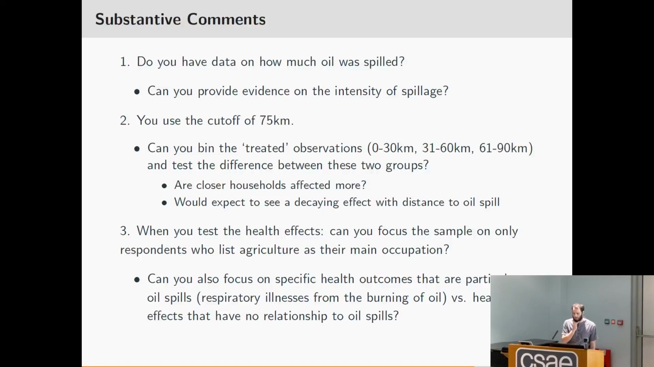Lastly, when you test these health effects, could you focus the sample on only residents who are listed as agriculture, because you're trying to get at agricultural households versus non. So one would be to look at the health effects of just agricultural households. And the other is to focus on specific health outcomes that are related to oil spills. One I'm thinking of is respiratory illnesses from when oil is being burned, versus other health effects that would have no relationship with oil spills, right? And again, that's a placebo: on health effects that don't have a relationship, you shouldn't see an effect.